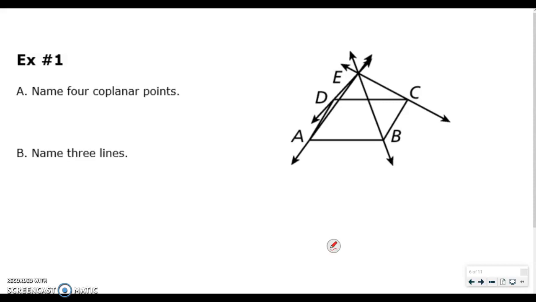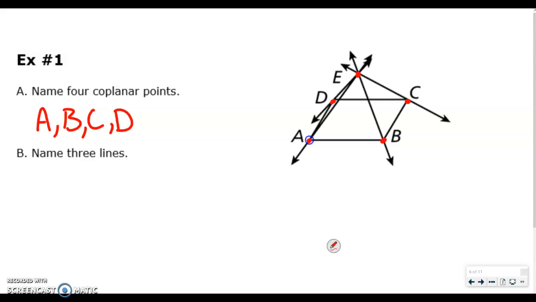So if we look at this figure, we have a point at A, at B, C, D, and E. Which 4 are coplanar? All on the same plane, and that would be A, B, C, and D. So points A, B, C, and D are coplanar. Those are the only 4 that are coplanar with each other.